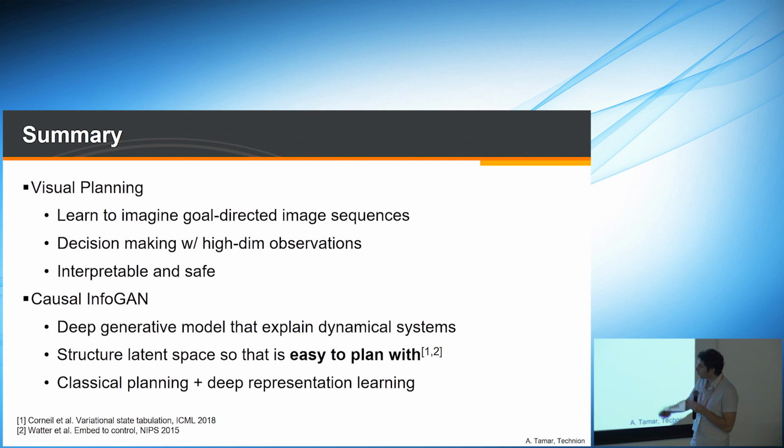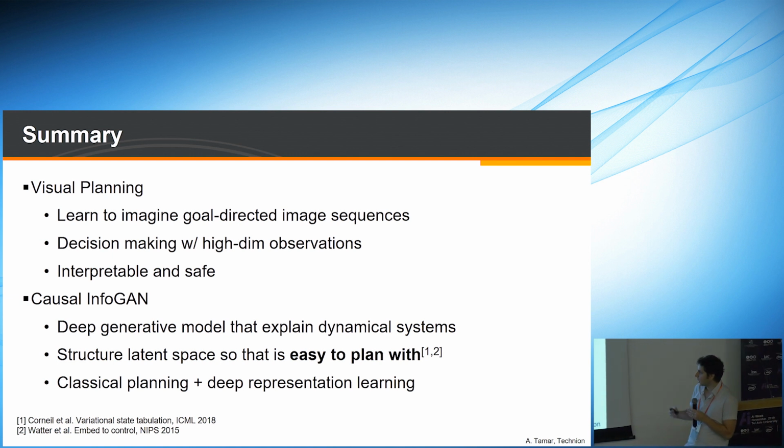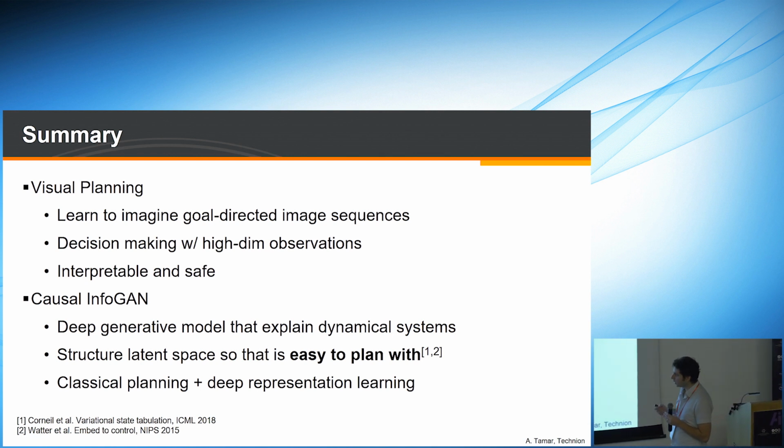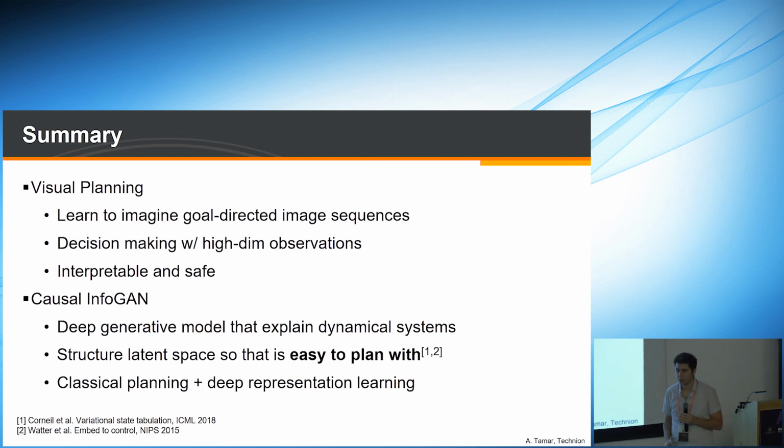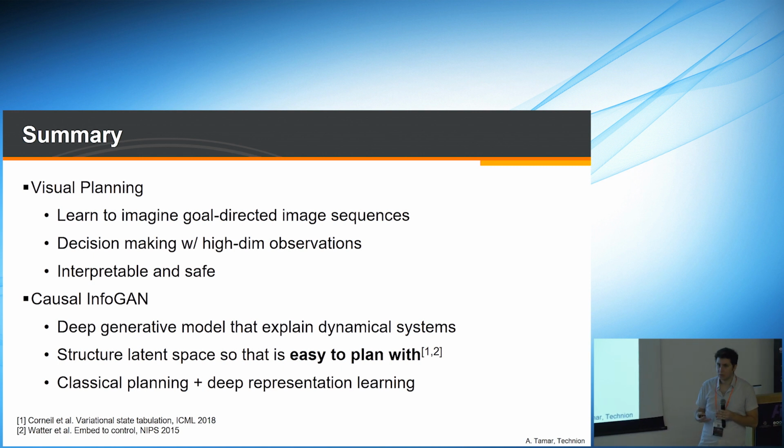Our model for solving visual planning is called Causal InfoGAN. That's only one way of solving this task. But in Causal InfoGAN, the idea is to train a GAN, a deep generative model, that can explain dynamical systems by looking at pairs of images and by structuring the latent space in the GAN so that it's easy to plan with. And we show that we can plan using graph search or interpolation or A star. And this is actually a general concept that you can extend to other planning algorithms. And in some sense, this bridges between work on classical planning and modern work on deep representation learning.